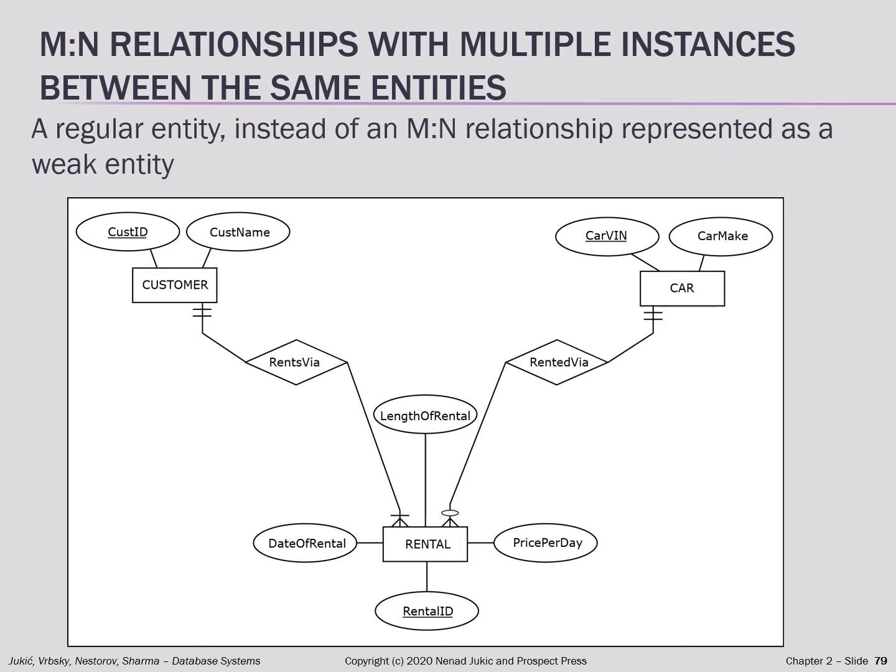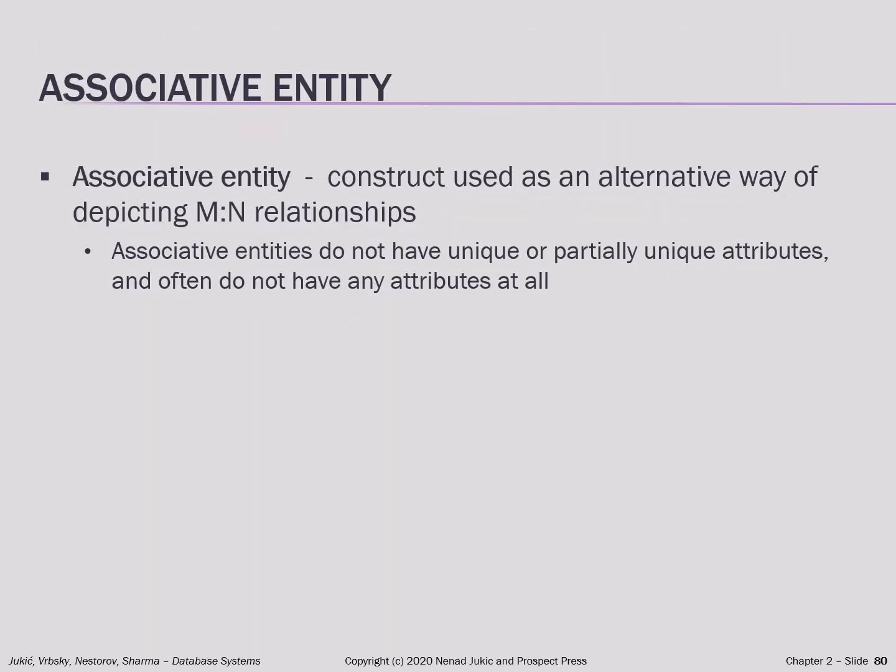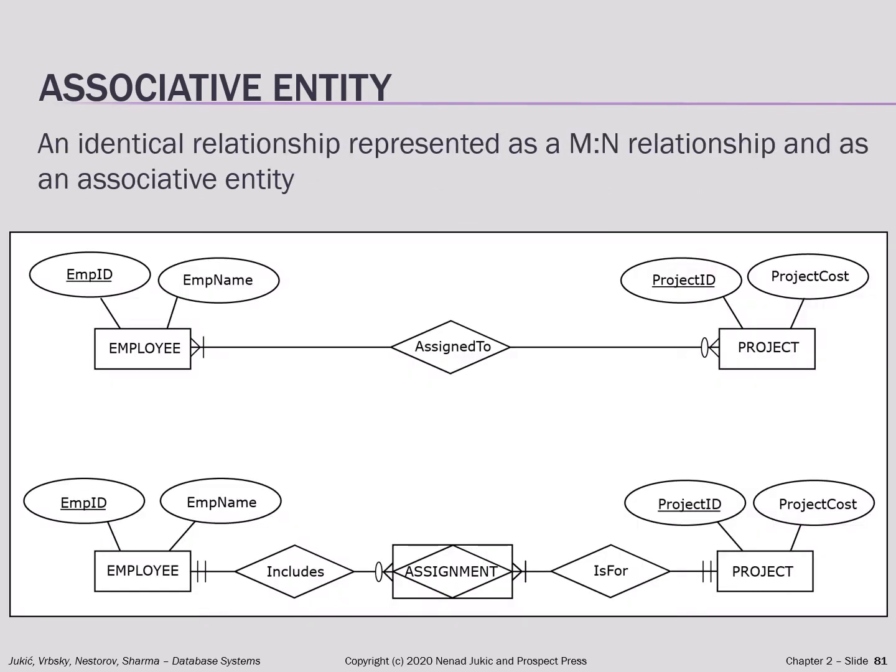Associative entity is simply an alternative way of depicting a many-to-many relationship. Associative entities do not have unique or partially unique attributes, and often they do not have any attributes at all. This example, that is elaborated in detail on pages 46 and 47, simply shows how a many-to-many relationship can be depicted both as a simple many-to-many relationship, or it can be depicted as an associative entity. These 2 diagrams shown here are completely identical.